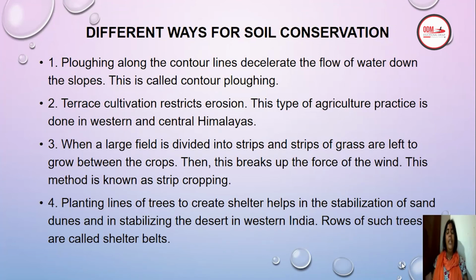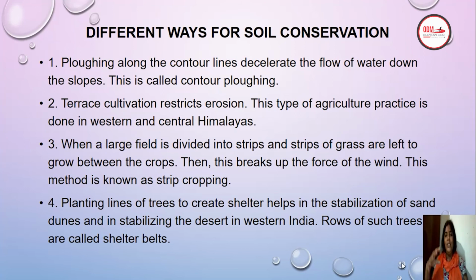Then see, we have various ways by which we can conserve the soil, like plowing along the contour lines, which decreases the flow of water down the slope, and this is called contour plowing. Then we have terrace cultivation that restricts erosion. This type of agriculture practice is done in the western and central Himalayas.